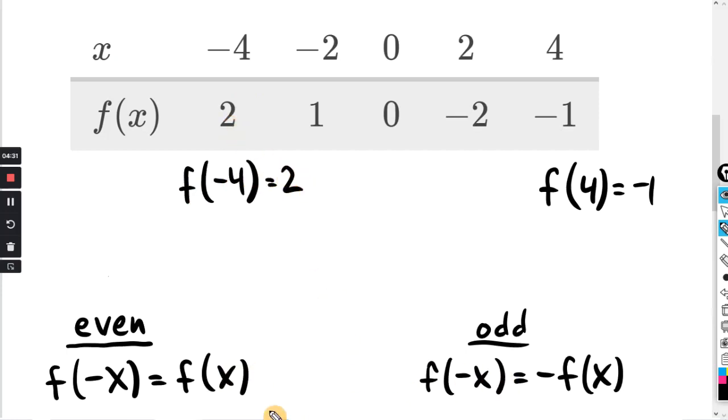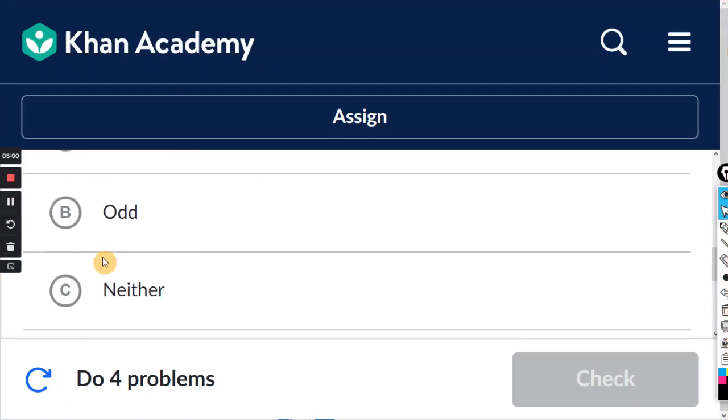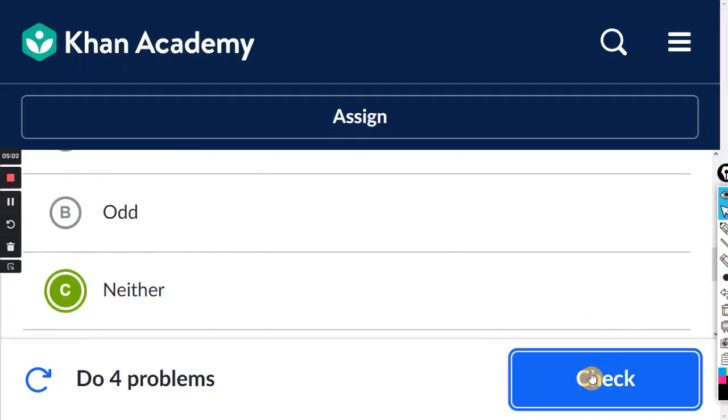Okay, did either one of these work? No. Okay, f of 4 is negative 1. In order for this to work, f of negative 4 would also have to be negative 1, so it's not even. For odd, f of negative 4 would have to be the negative of this right here. It would have to be positive 1. Is that the case? No, it's not odd either. So the answer is neither. All right, so just scroll down and find neither.